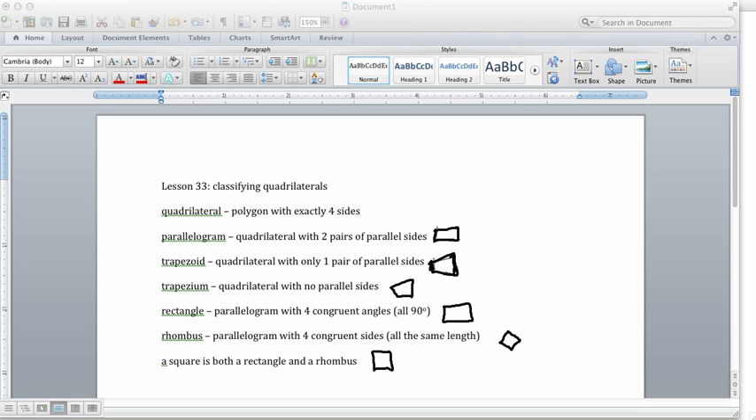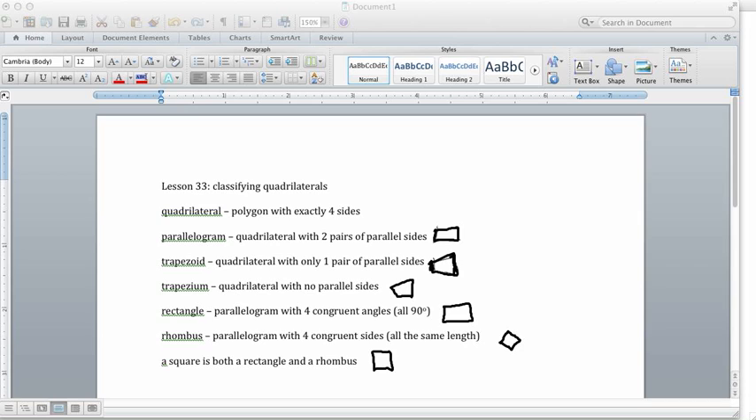A rectangle is a parallelogram with 4 congruent angles. They are all 90-degree angles. A rhombus is a parallelogram with 4 congruent sides, meaning all of the sides are the same length.